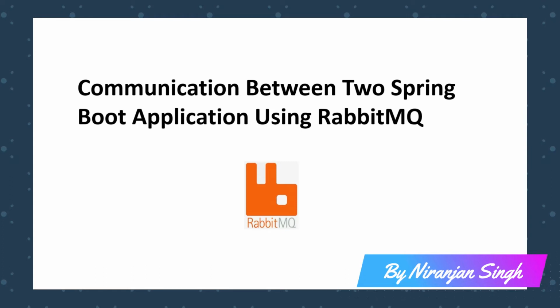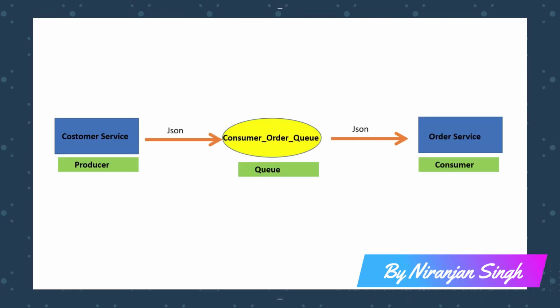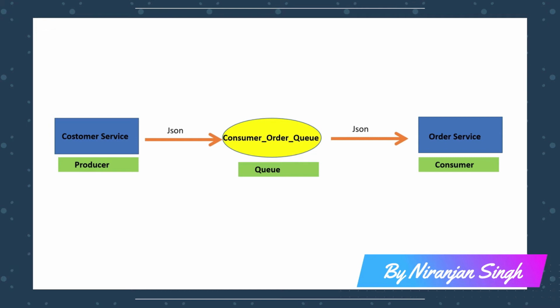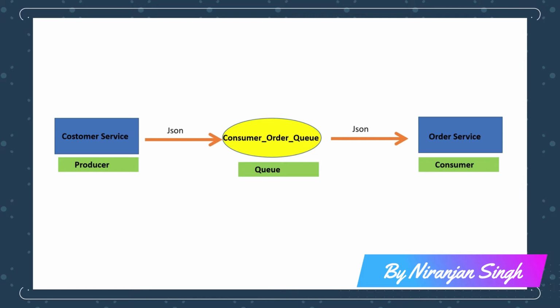So let me start with the flow. What flow are we going to create today? I will show you the diagram first. So this is the diagram. We have customer service, and the customer service is playing the role of producer. Customer service will send a request, or you can say a message, to the consumer order queue. Means in RabbitMQ, one queue is created, and the name of that queue is consumer order queue.